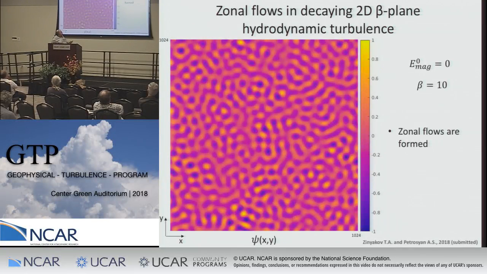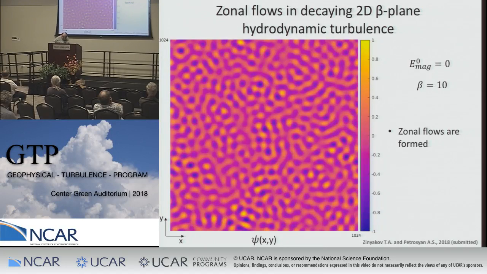Okay, it's not as difficult because, in Russia, we're not only good hackers, but we're also good programmers. So we made a very simple pseudo-spectral code, and we made computations for MHD in the same code, comparing MHD and non-MHD cases. I will show first what is happening in non-MHD and then show what magnetic field does.